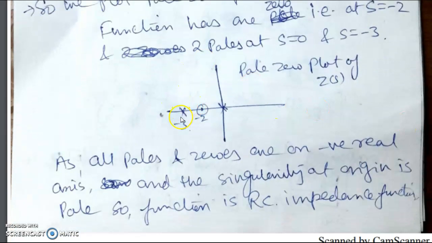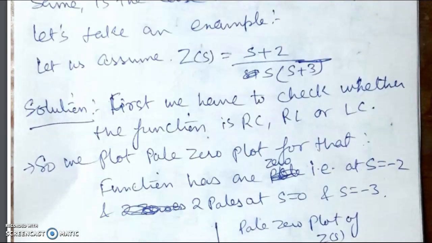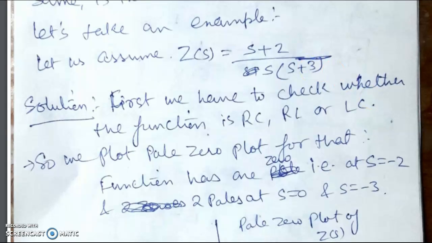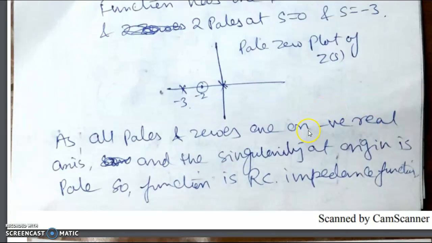Now the function can be RC or RL if all the poles and zeros are lying on the negative real axis, which is true here, and poles and zeros should alternate, which is also true here. Third property is the order of numerator and denominator should differ by at most unity. Here the order of numerator is 1 and the order of denominator is 2, so it is also satisfied. Now the only difference between RC and RL function is, if the singularity nearest to the origin or at the origin is a pole, the function will be RC. If it is a zero, the function will be RL. Because here a pole is lying at the origin, the function will be an RC impedance function.